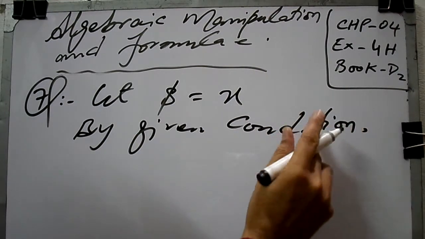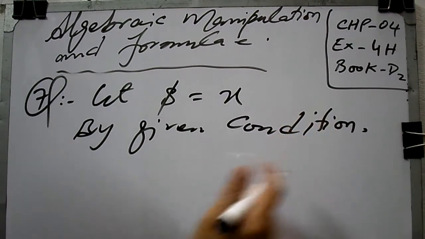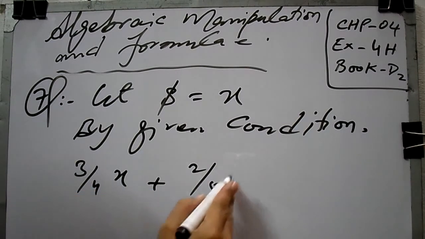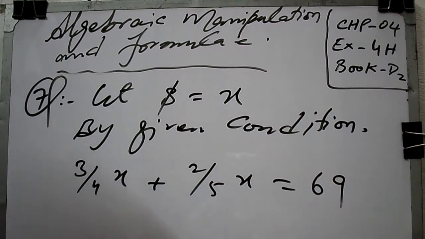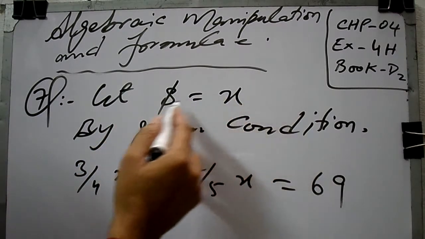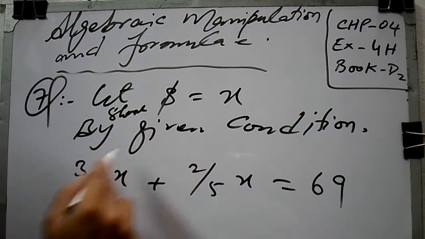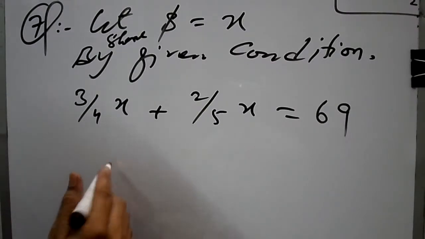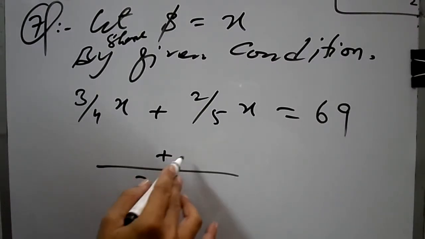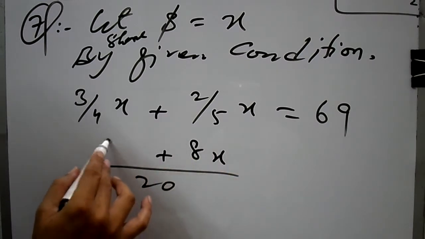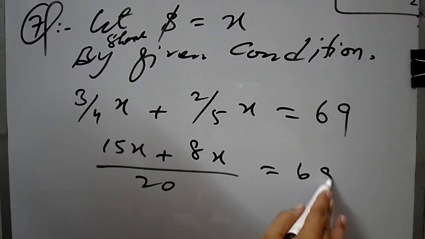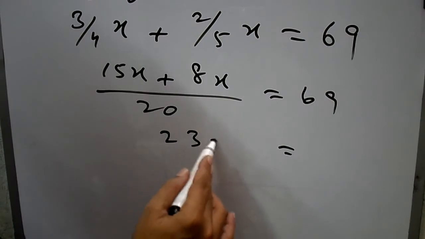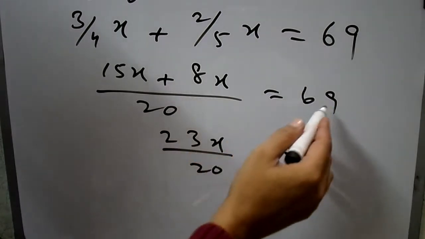we have come to this conclusion that 3 by 4 of the share and 2 by 5 of the share is equal to 69. So we say dollar x is actually equal to the share. Taking LCM, and after simplification, 4 5s are 20, so you will get 4 2s are 8x and 5 3s are 15x is equal to 69. By using cross multiplication you will get 23x by 20 and 69.